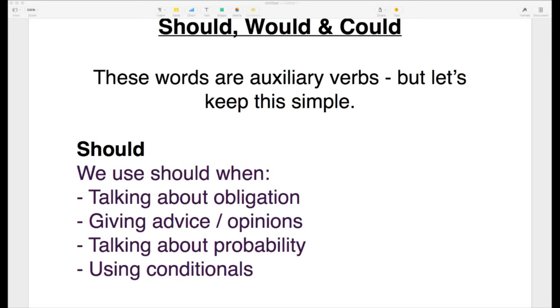So let's first of all talk about obligation. What does obligation mean? Obligation means like what you are responsible for, what you are obliged to do, what you have a duty to do. For example, a mother is obligated to look after her son. A mother is obligated to look after her son. A husband is obligated to care for and respect his wife. A wife is obligated to care for and respect and love her husband.